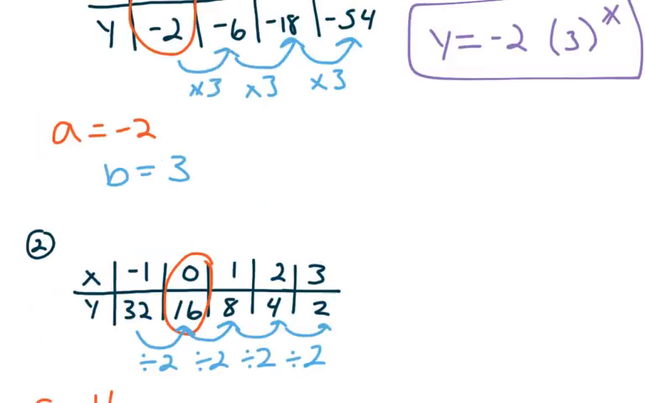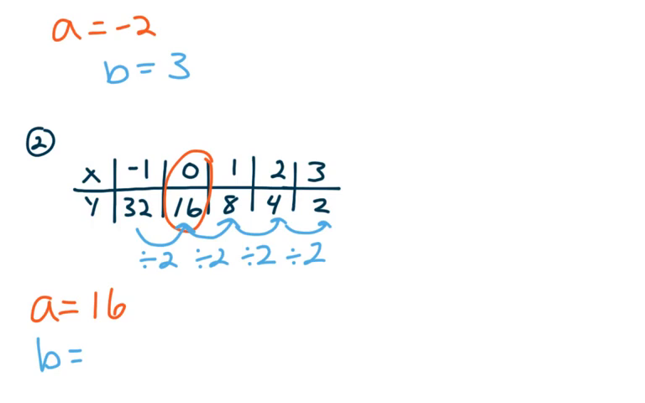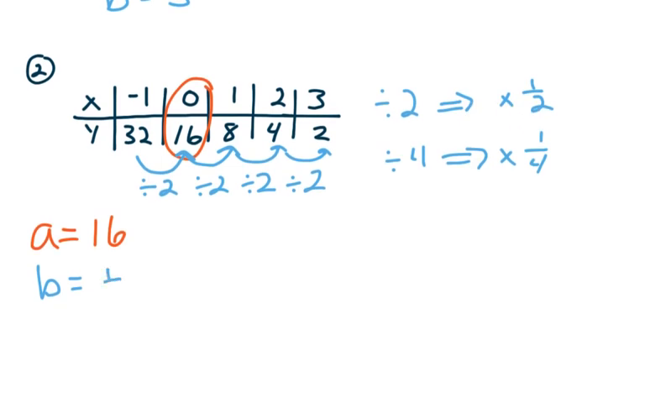Now, we want to know what y is multiplied by. Okay, it has to be what we're multiplying by to get the next y. And right now we're showing that we're dividing by 2. Well, how do we remedy that? Well, dividing by 2 is exactly the same thing as multiplying by 1/2. Just like dividing by 4 would be the same thing as multiplying by 1/4. Okay, if we're dividing by a number, it's the same thing as multiplying by its reciprocal. So our b value here in this case is going to be 1/2.